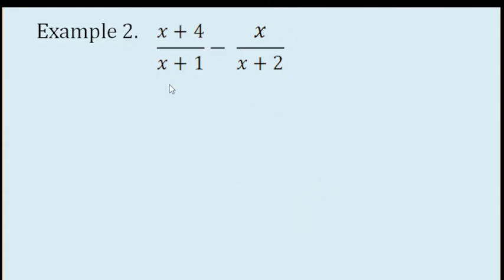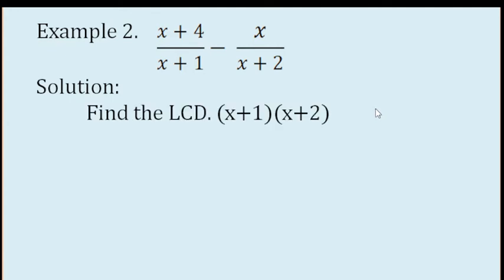Example number 2. The denominators are not the same. However, both of the denominators are not factorable. So the product of these two will be our LCD. Now I left a space here. Why? Because if the LCD is x plus 1 times x plus 2, we should complete the LCD here. The denominator here is only x plus 1, so we need an x plus 2 here.